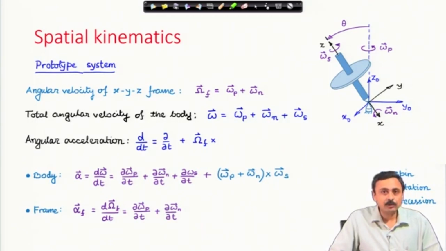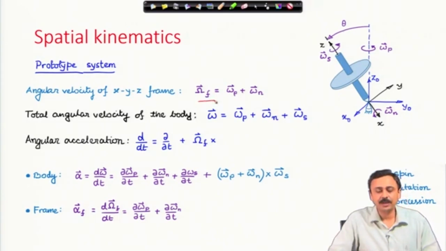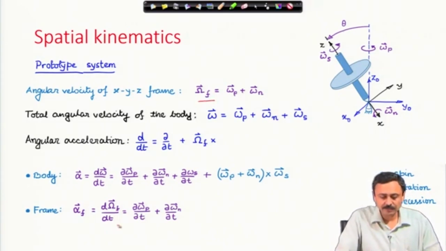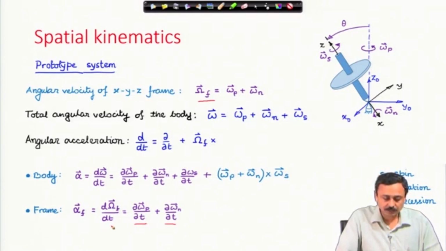Next we look at the angular acceleration of the frame. For that also I have to take the time derivative of capital omega f. Therefore, I must have a local derivative, these two terms, plus omega f cross, and because we are differentiating omega f itself, omega f cross omega f must be 0. Therefore, this is the angular acceleration of the frame.